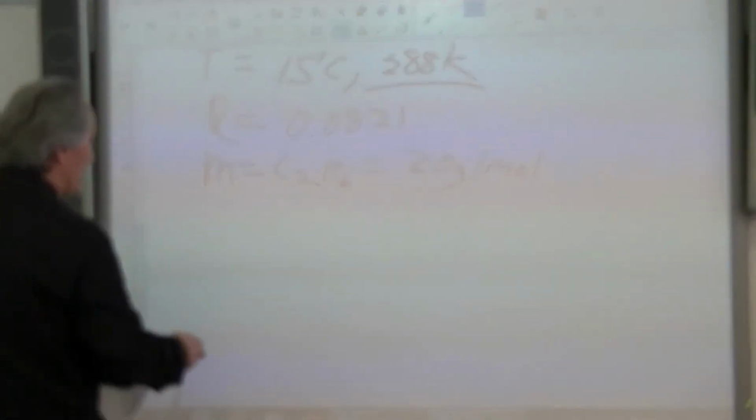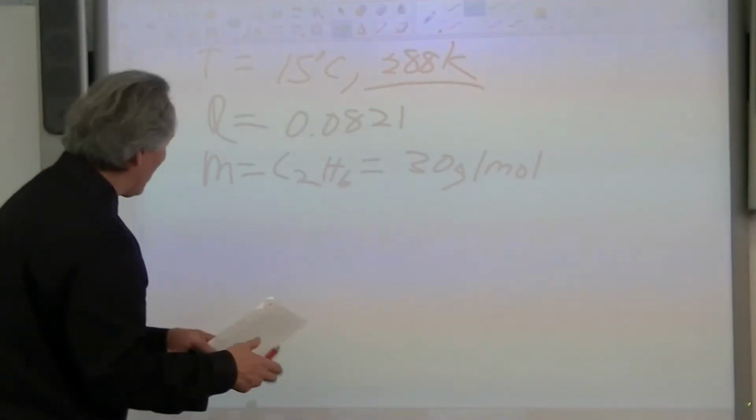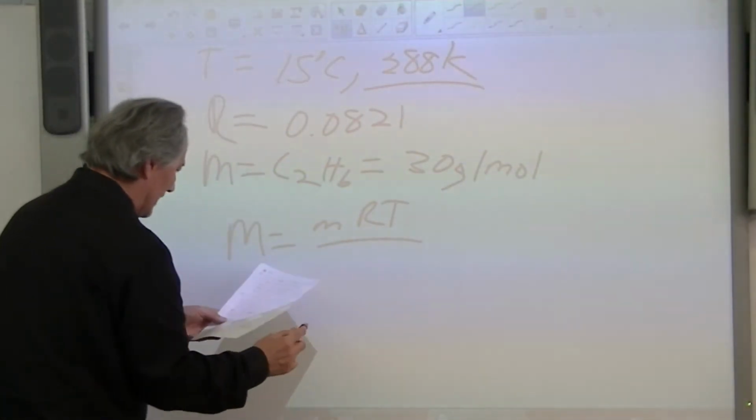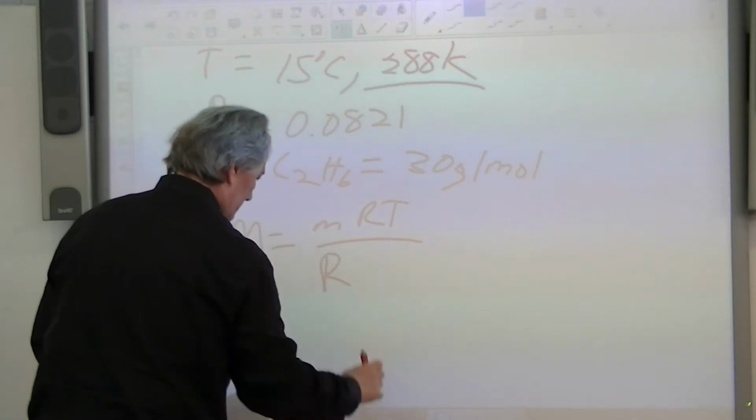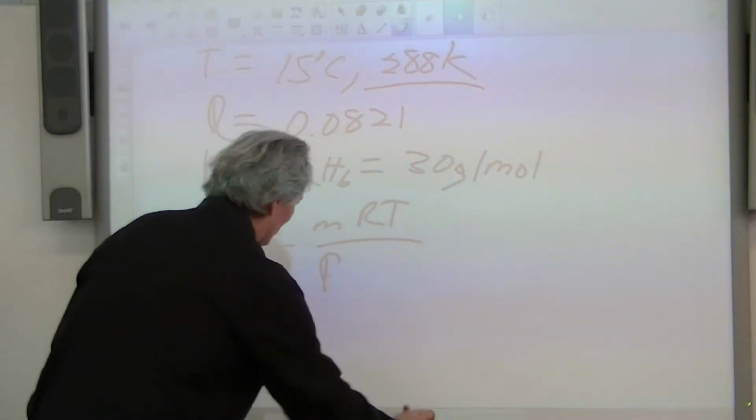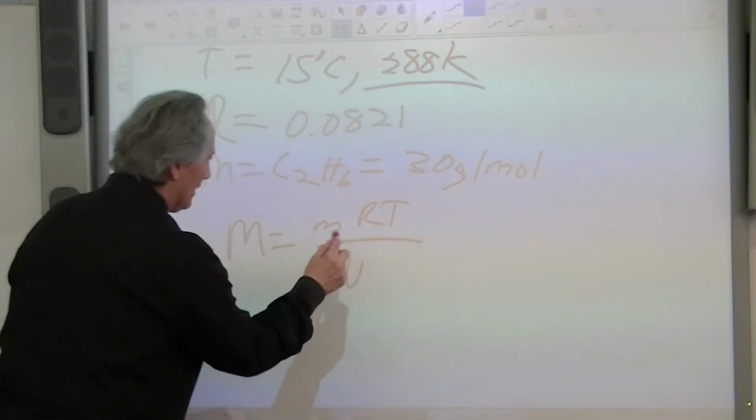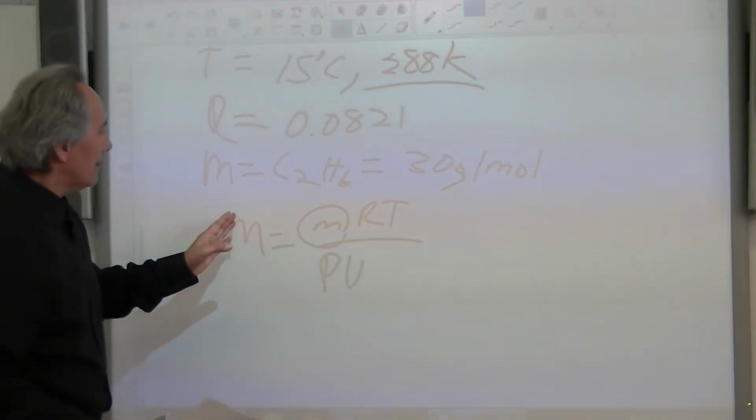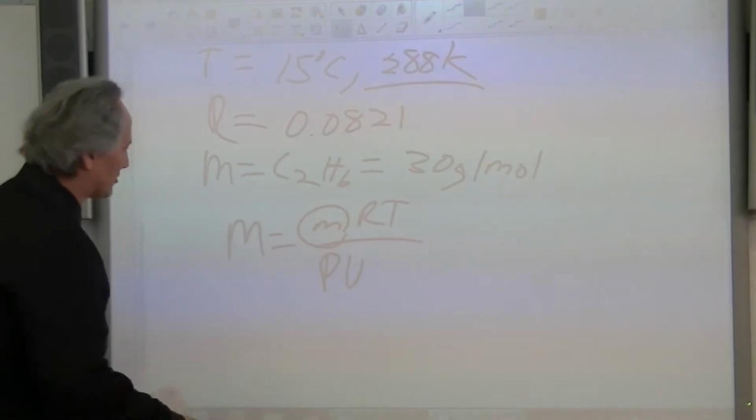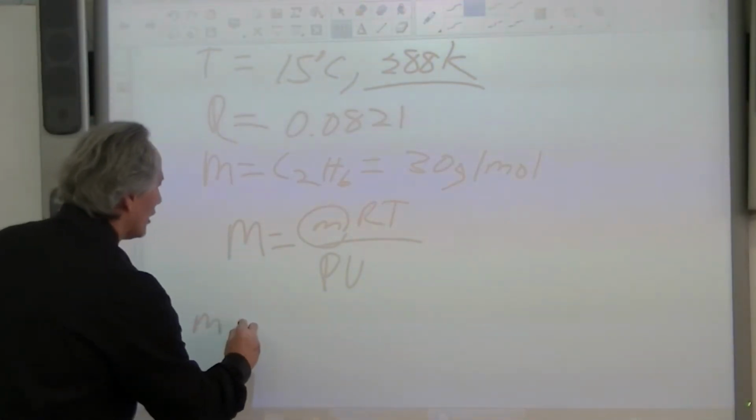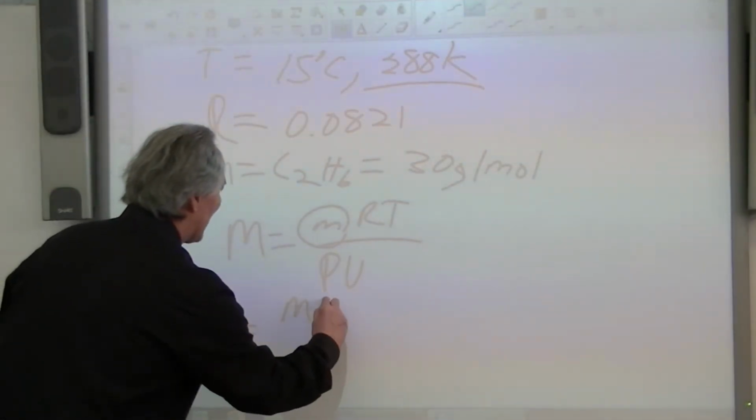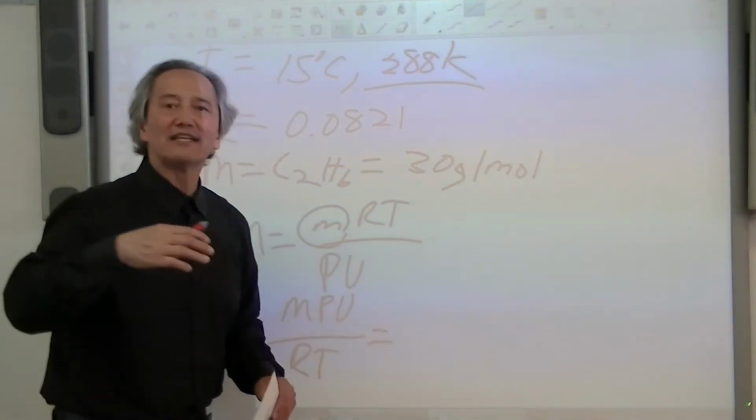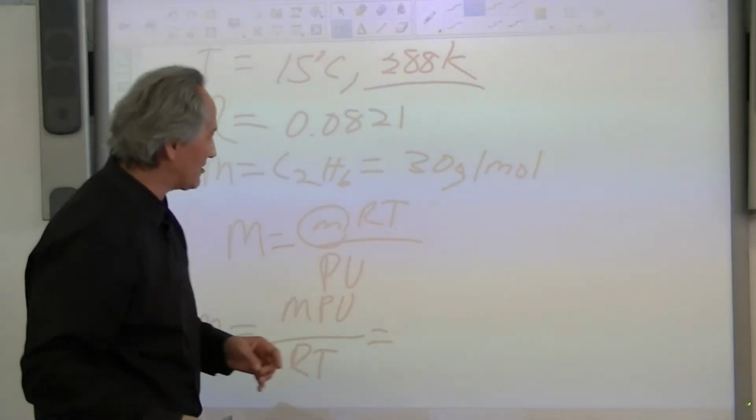Let's rearrange the expression first of all. We know that molar mass equals mRT divided by PV, the product of pressure and volume. We want to rearrange it such that mass is expressed in terms of molar mass, pressure, volume, and gas constant. So we will write little m equals big M PV divided by RT. And we're ready to plug in the given data and solve for our mass of ethane.